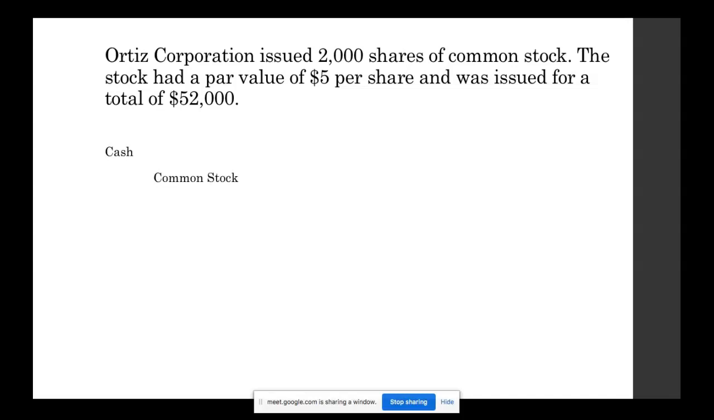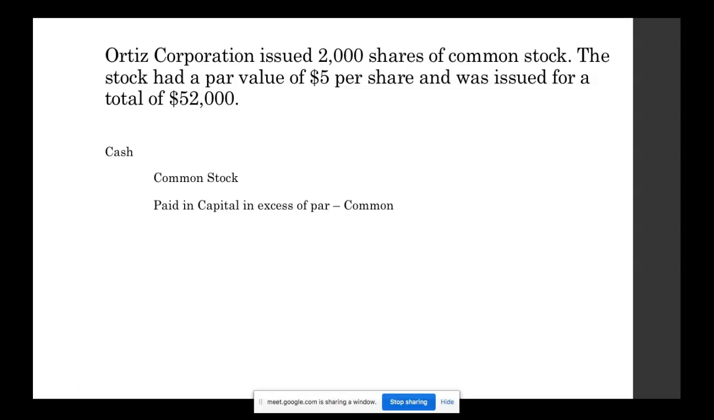Why are we getting this cash? Because we're issuing common stock. And so since we're issuing common stock, we are going to credit our common stock account. And then we're going to have this third account. We're also going to end up crediting paid-in capital in excess of par. So now that we have all the accounts for our journal entry, let's figure out the numbers.